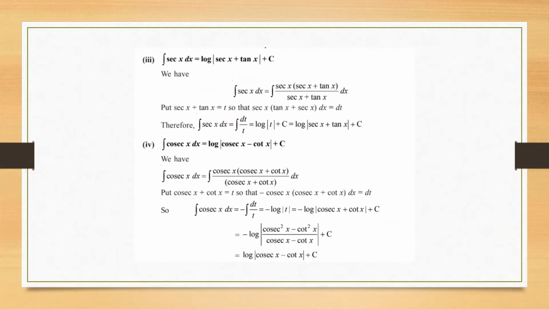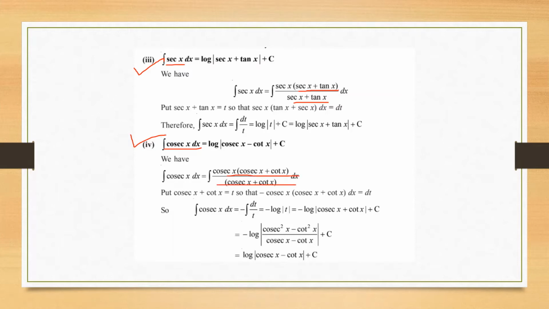Similarly, secant x. You have to learn these two because there is a method of integrating them. You have done the integral of secant square x, but you have not done the integral of secant x. So the integral of secant x can be calculated by this method. You have to multiply and divide by secant x plus tan x. Similarly, for cosecant x, you have to multiply and divide by cosecant x plus cot x.